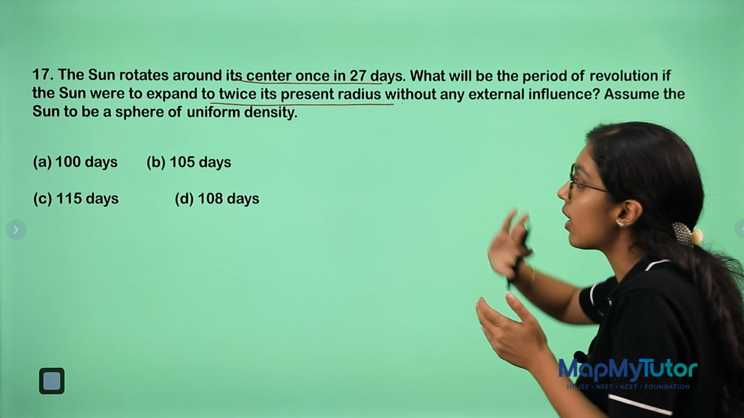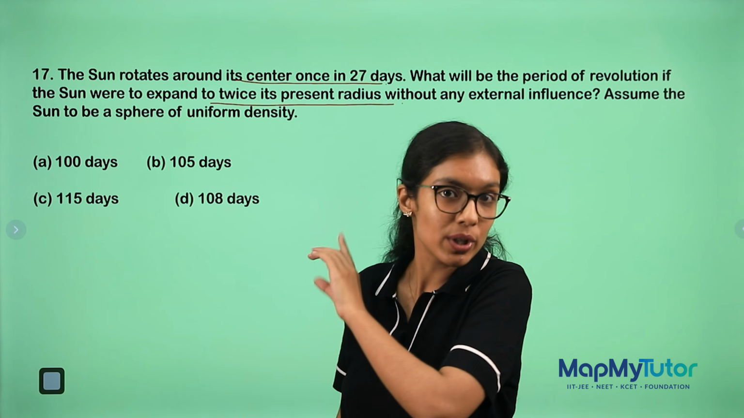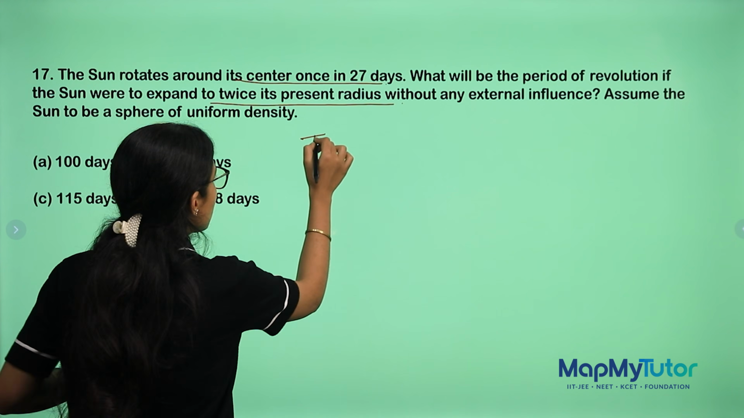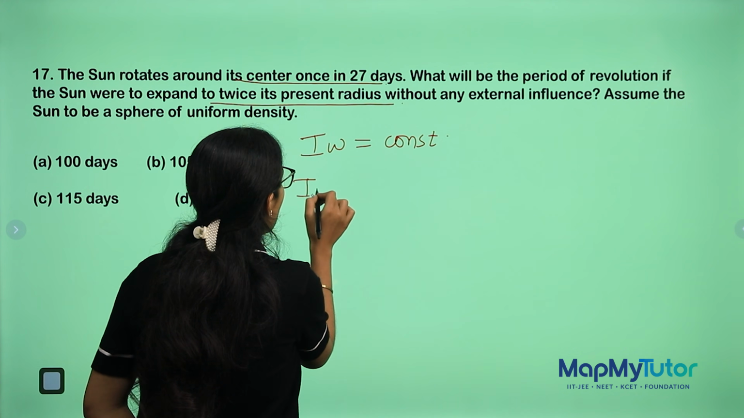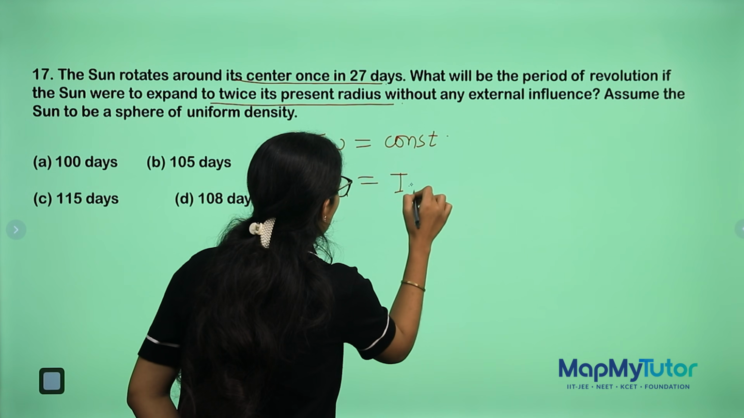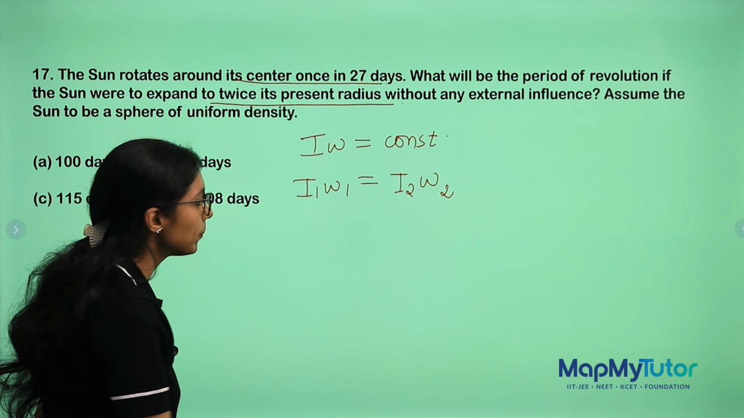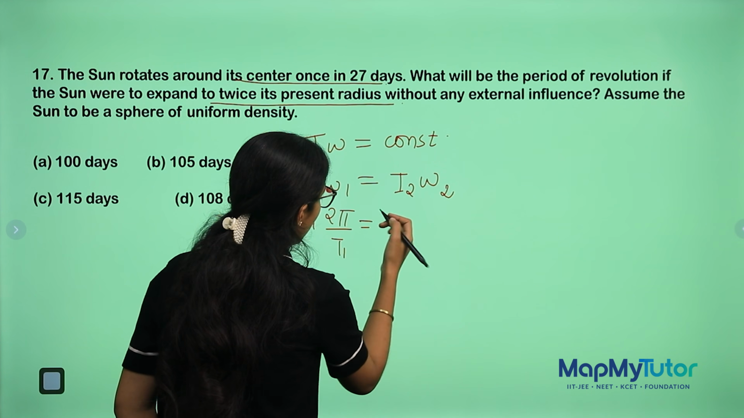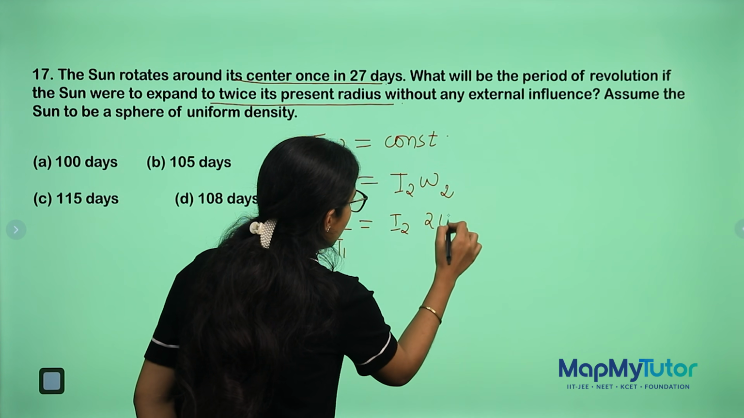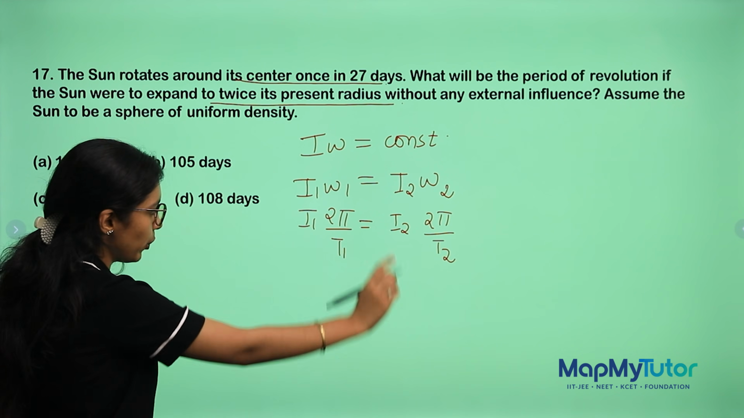So in rotational mechanics, how do you put this? I know that my angular momentum will be constant. So putting angular momentum constant means I omega is constant. So can I write I1 omega 1 equals I2 omega 2? Yes, ma'am. Omega is nothing but 2 pi by T. So I'm substituting that, with T1 and T2. The 2 pi on both sides cancels.